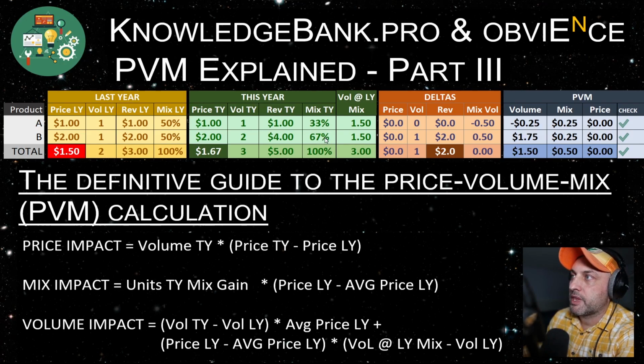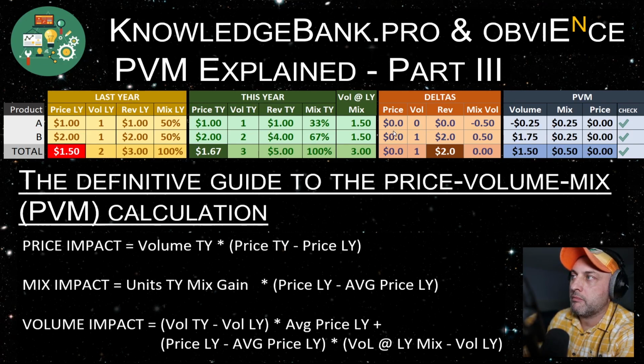Now the next thing that we do is calculate what the mix would have been with the new volume, but using the last year mix. Last year everything was broken 50-50. We sold 3 units, therefore the volume at last year mix is 1.5 for each product. Now that I have my volume at last year mix, I can start putting together the rest of the components necessary for my formulas. Here in the orange box, I calculate my deltas.